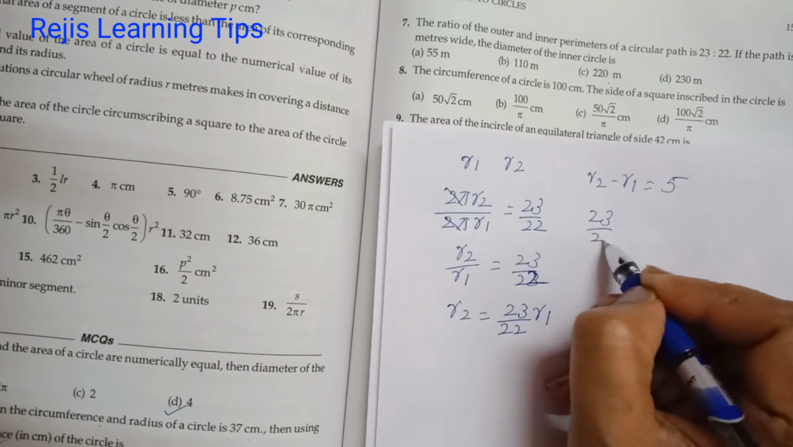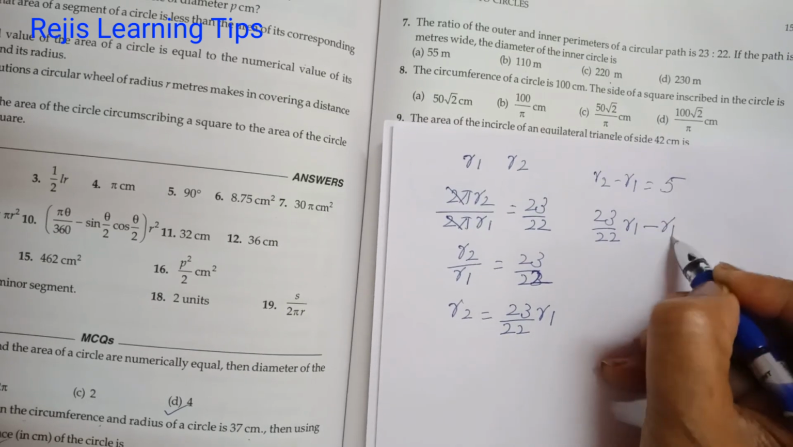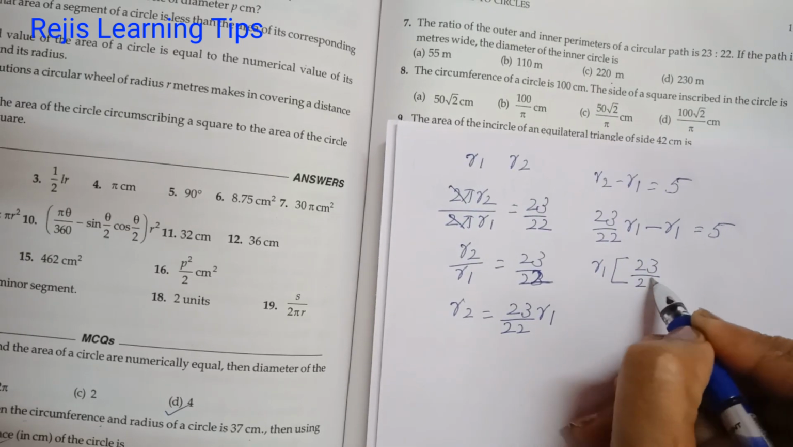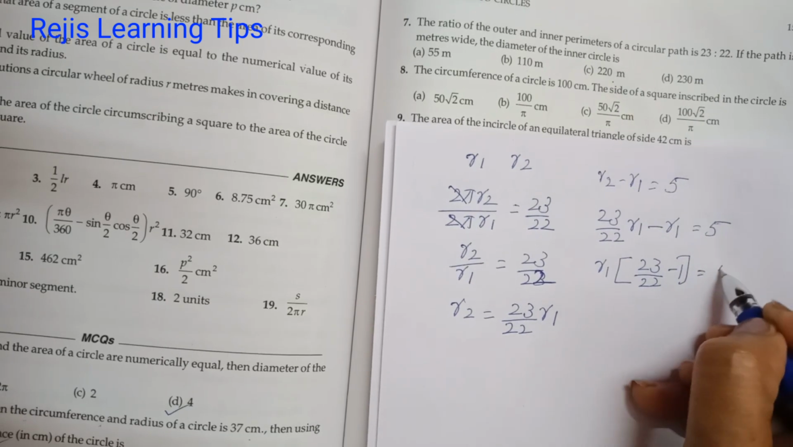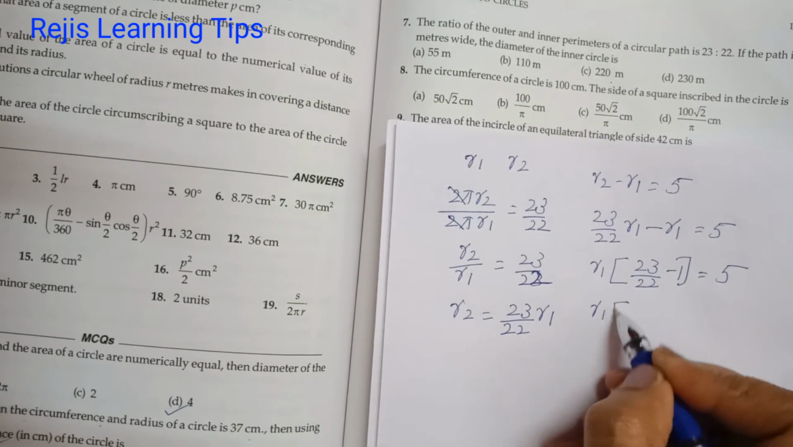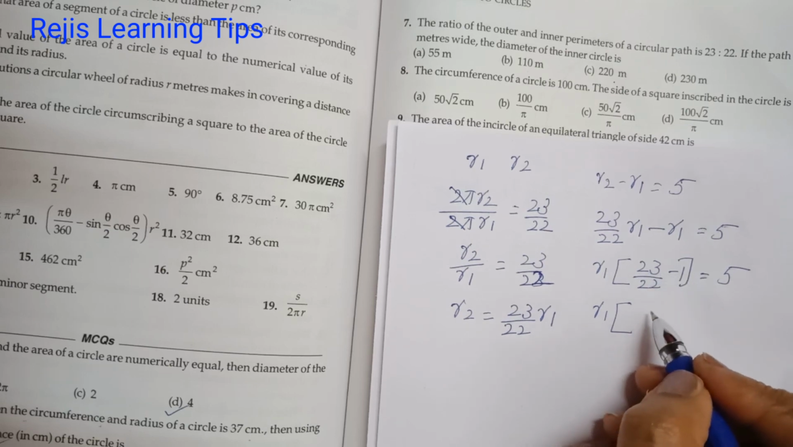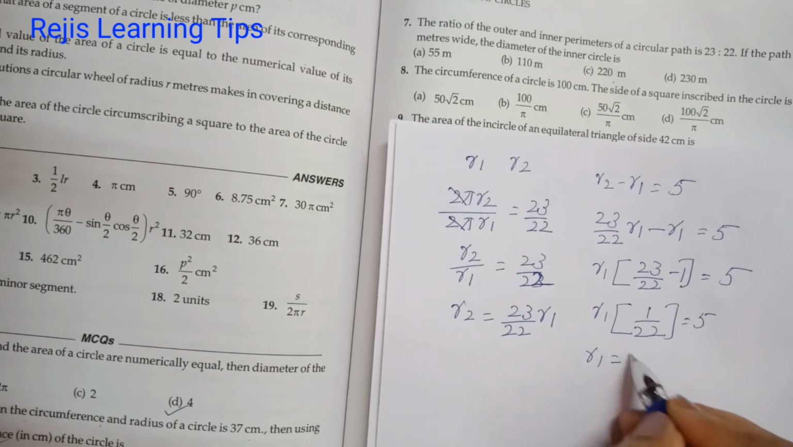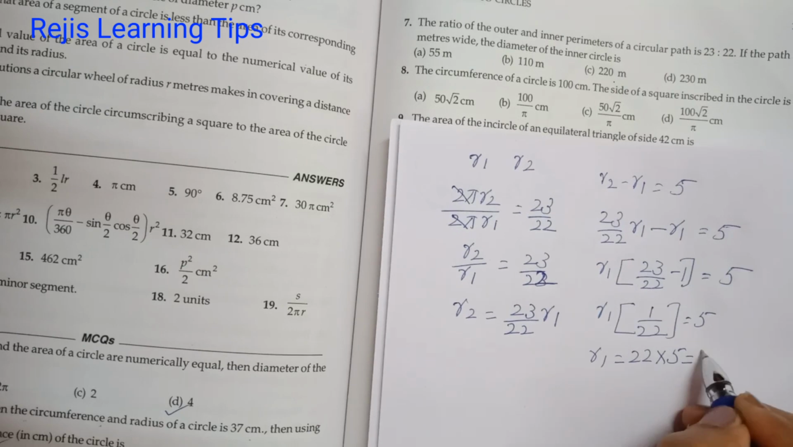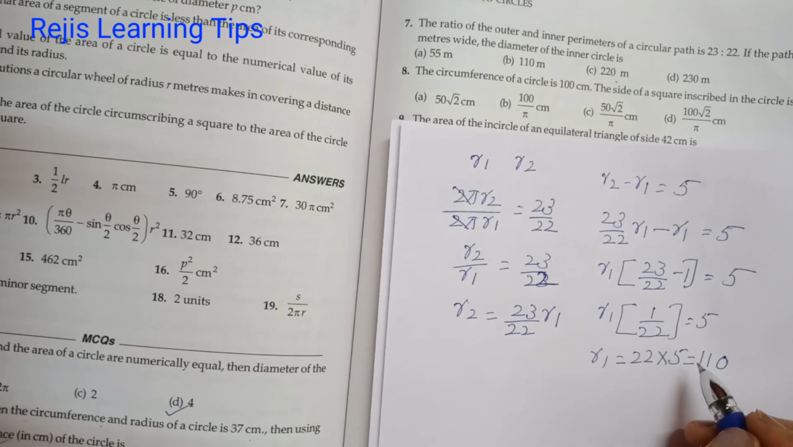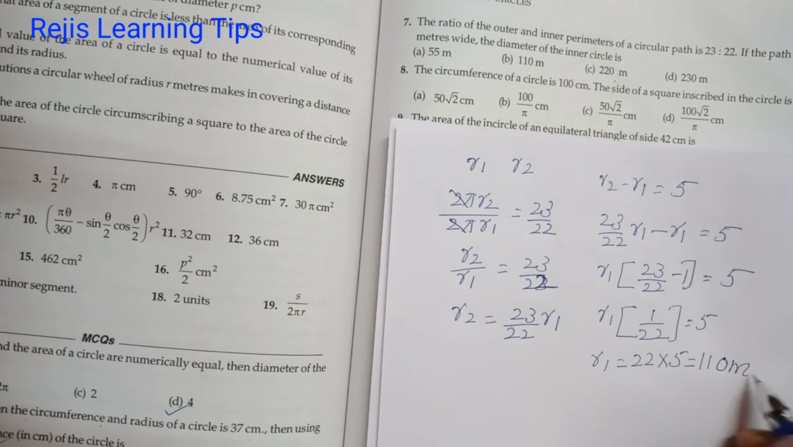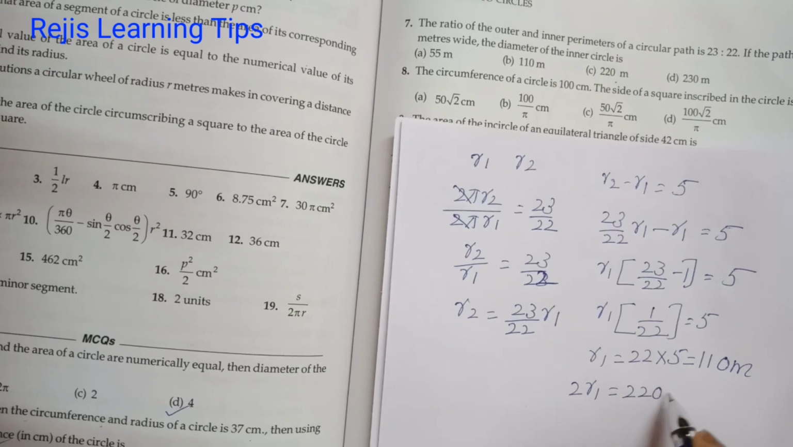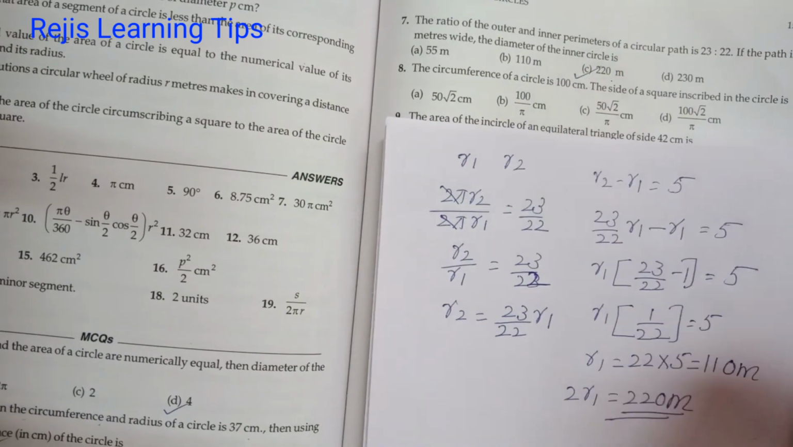If the path is 5 meter wide, that means R2 minus R1 is equal to 5. 23/22 into R1 minus R1 is equal to 5. We can take R1 outside. Then R1 into (23/22 minus 1) is equal to 5. Then R1 into (23 minus 22) means that is 1 divided by 22 is equal to 5. Therefore R1 is equal to 22 into 5, that is 110 meter. We have to find diameter, so 2R1 is equal to 220 meter. So our option is C.